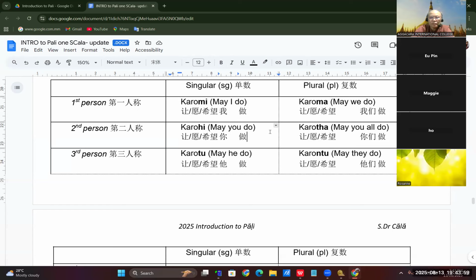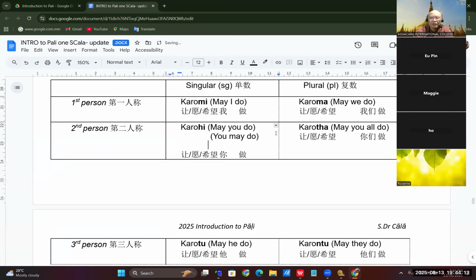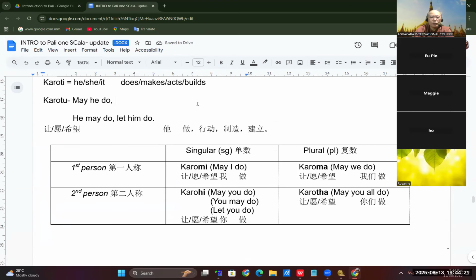May you do. Besides this one, another translation will be: you may do. Another one will be: let you do. So you can all write it yourselves in these three ways, right? I already wrote there: may he do, he may do, let him do.